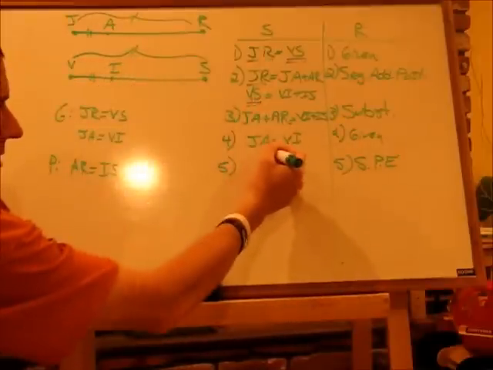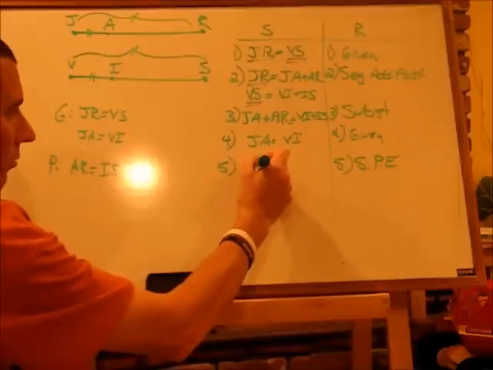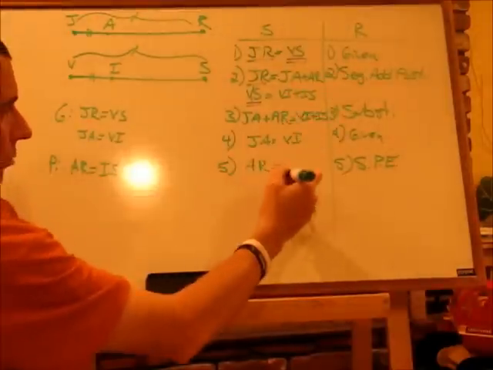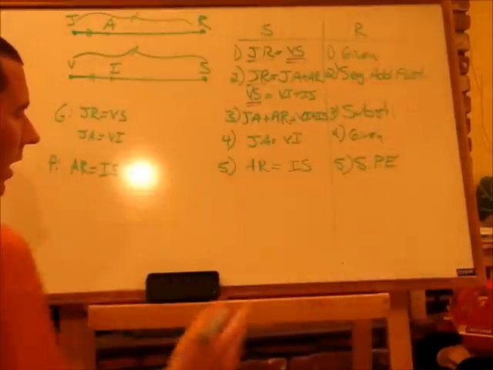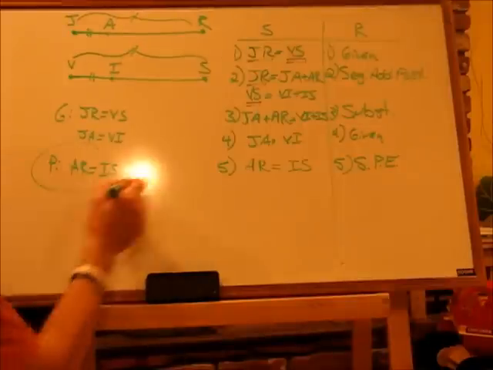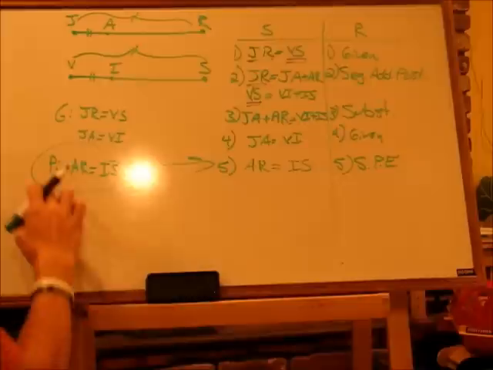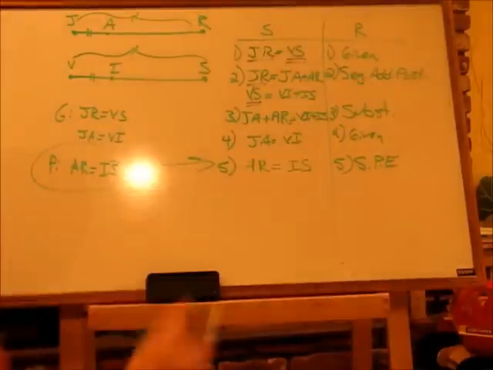When we do, what happens to these JAs? Cancel out. I'm left with just the length of segment AR. VIs cancel out. I'm left with just segment IS. Again, what should always be the last statement in what you're trying to prove? What you're trying to prove. It's never the reason, but it always is the last statement.